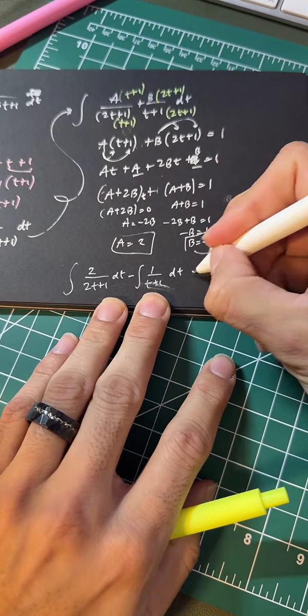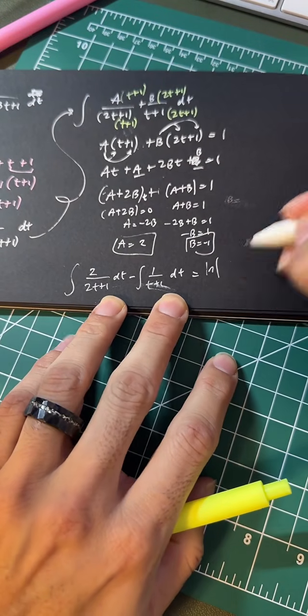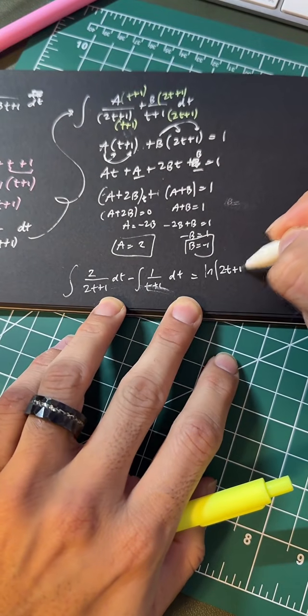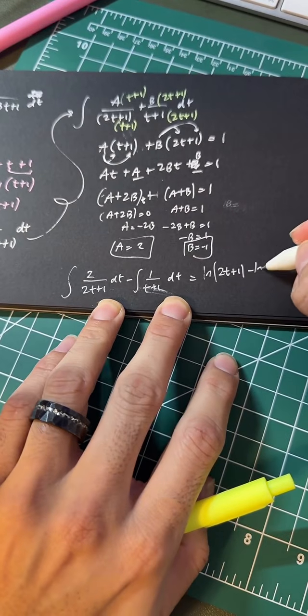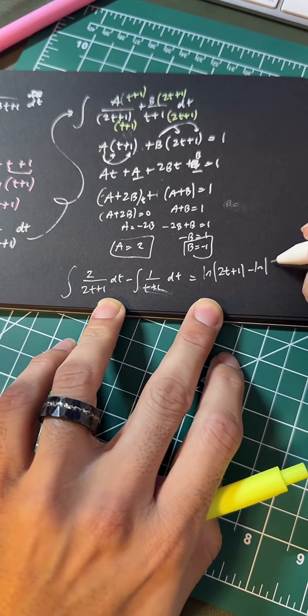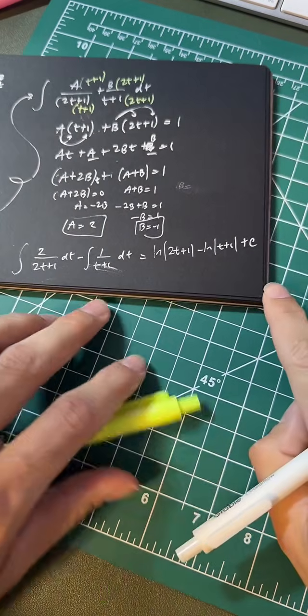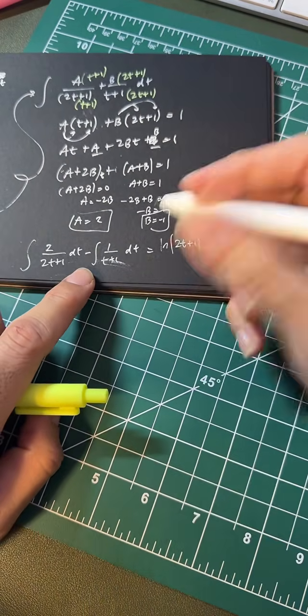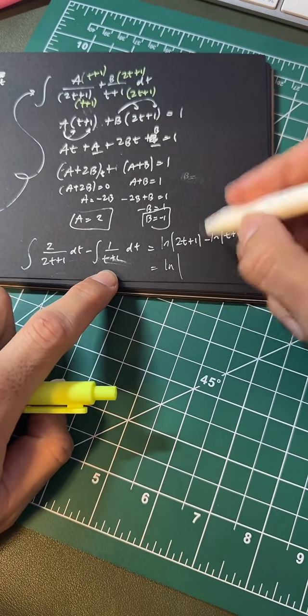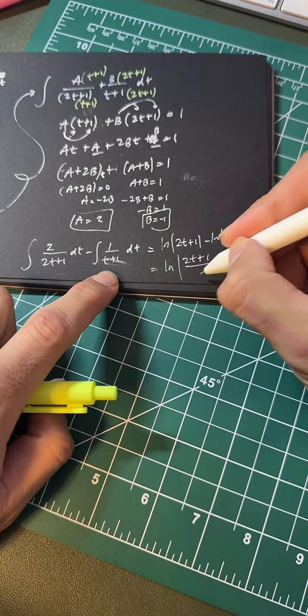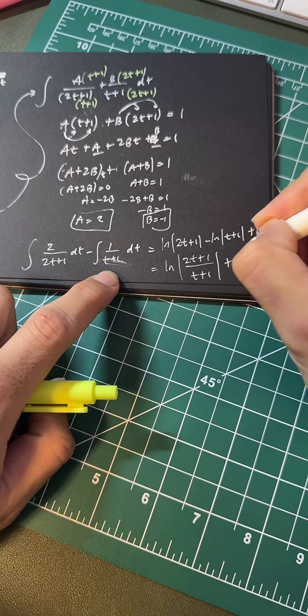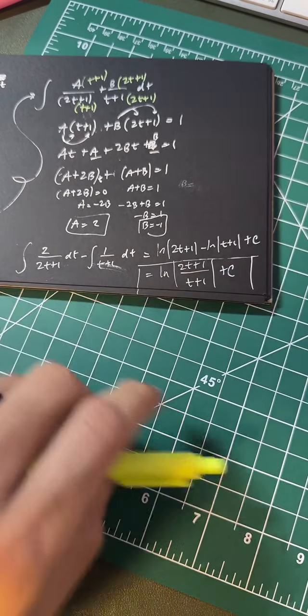So this will equal the natural log absolute value of 2t plus 1 minus the natural log of the absolute value of t plus 1, and let's not forget our plus C. And then for extra credit, I guess we can just use properties of logarithms and do natural log of 2t plus 1 over t plus 1. We have our plus C, and then we're done.